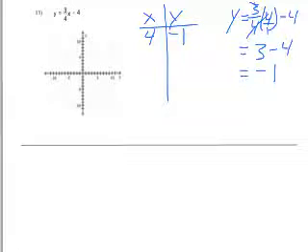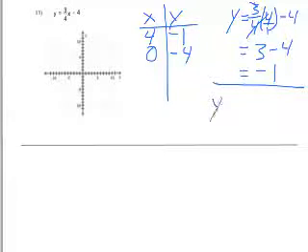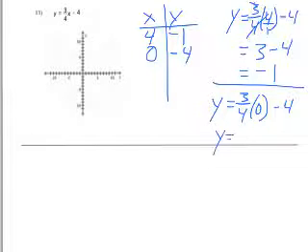That's our first point. And when x is 0, that's an easy one. You can see that the 3/4 disappears and we get y equals negative 4. But if you don't believe me, you could try it. Y equals 3/4 times 0 minus 4. Y equals 0 minus 4, or minus 4, negative 4.